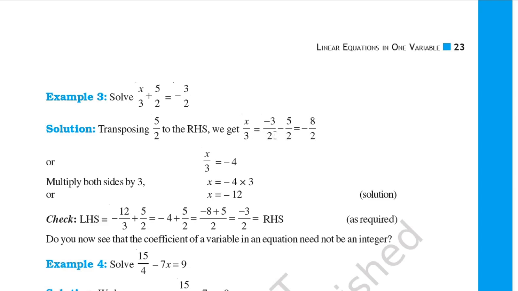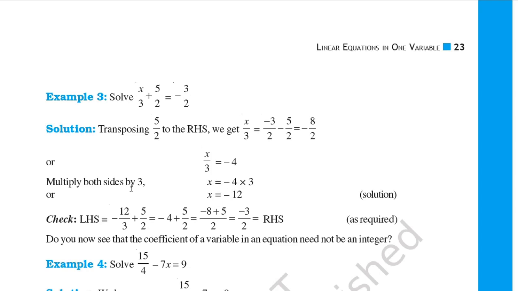So the LCM, the denominator, is common, and you will get 3 plus 5, and this will become positive. Both are negative, so they will be added. So minus 8 by 2, or you can say that x by 3 is equal to minus 4. So 2 and 8 will get cancelled. So we will multiply by 3 on both sides to cancel this out. So x is equal to minus 4 into 3, that will become minus 12.